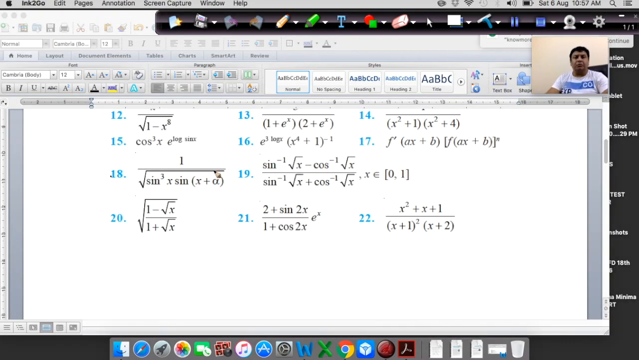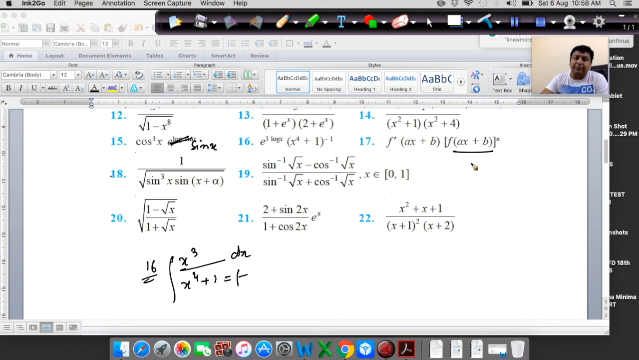Fine. So last few things. Again they tried to fool us. It's e to the power log sin x, so it's actually sin x only. Fine. So this is not there, this is sin x rather. This is also x cube. So this 16th sum is actually x cube upon x to the power 4 plus 1. And see, if you take x to the power 4 plus 1 as t, you will get 1 by 4 dt upon t, so log. You take f of ax plus b equals t here and you will get the result automatically.